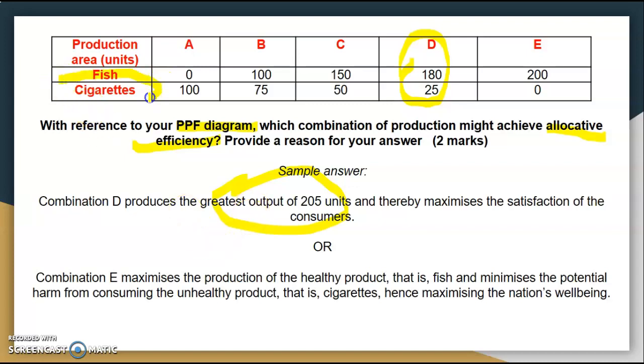The other thing you could argue is that cigarettes are bad for people. So you could argue the allocatively efficient point is E, because it's the combination with no cigarettes that maximizes our benefits for society, because we're not producing any unhealthy products and therefore maximizing the nation's well-being. So you could make an argument for E there as well.